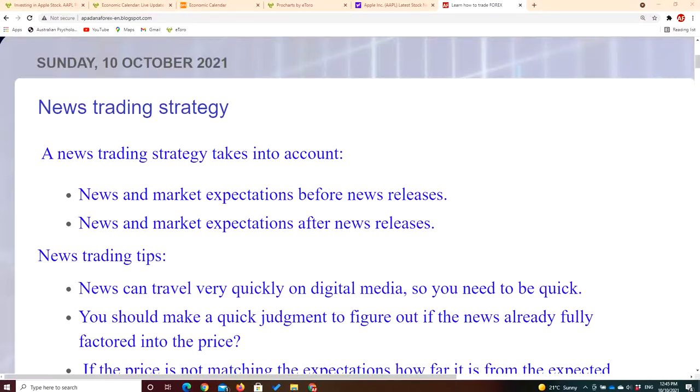Today I want to talk about news trading strategy. You're looking at my website at the moment. So what is news trading strategy? A news trading strategy takes into account news and market expectations before news releases and also after news releases. So it's very important.